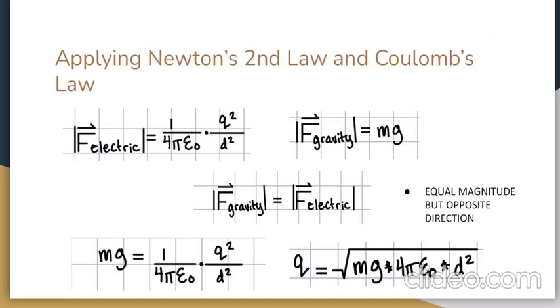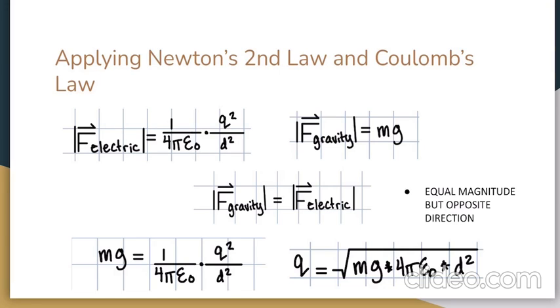Applying Newton's second law and Coulomb's law. Here we have listed the electric force, which is 1 over 4 pi epsilon naught times q squared over the distance squared, and the magnitude of gravity, which is simply mass times acceleration g, which is 9.8 meters per second squared. Because in our last slide we stated that there is no acceleration and that our F net is equal to 0, we can state that the magnitude of the force of gravity is equal to the opposite of the magnitude of the electric force, which should have the same magnitude but opposite directions.